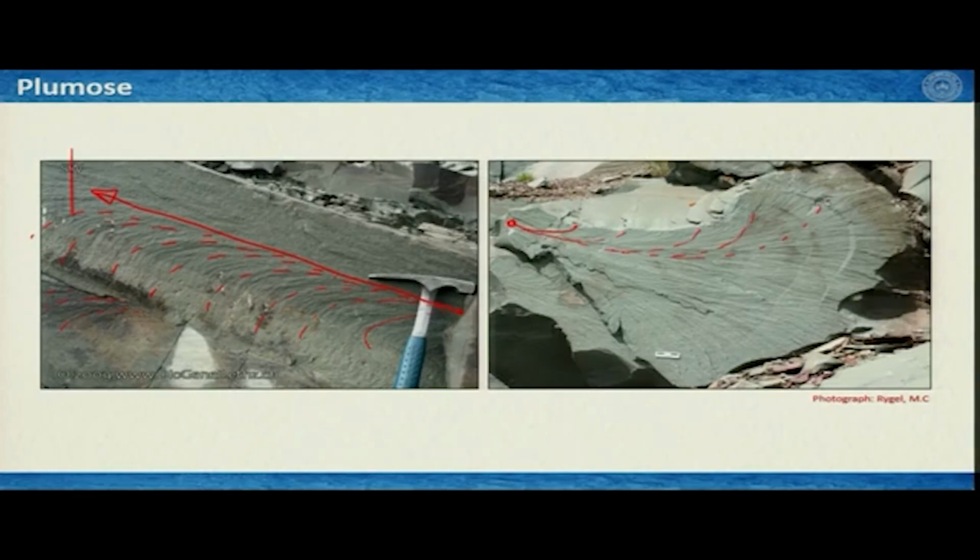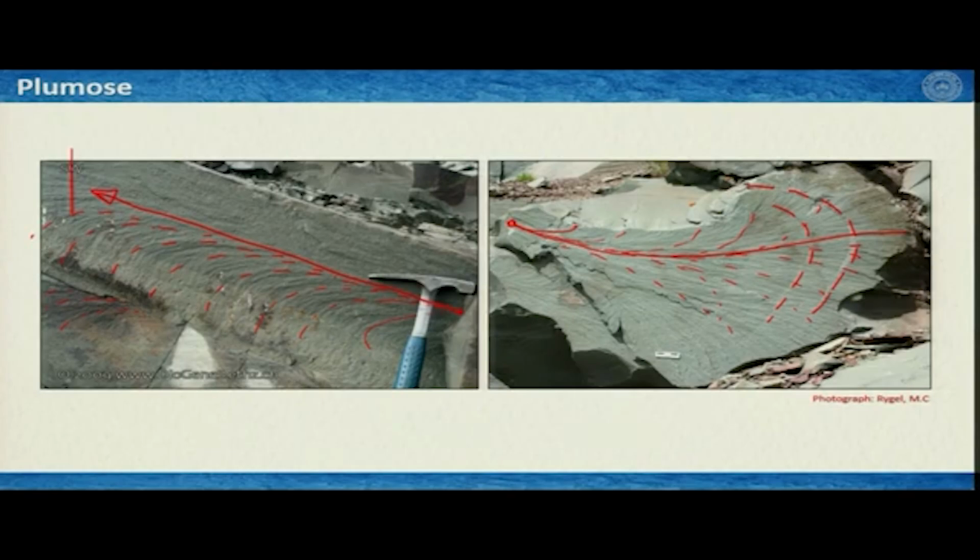It is a feather-like feature, and in this case this plume line is a little bit curved, and these are your rib marks, and these are the steps. As you can see here, they appear something like this.